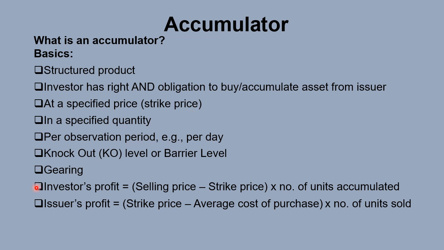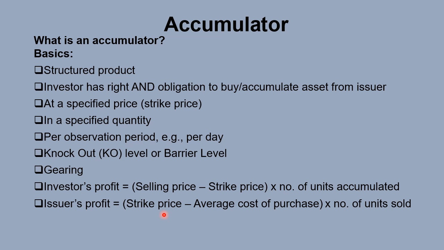Note that the investor's profit is his selling price minus the strike price at which he has purchased the shares of the underlying asset, multiplied by the number of units of the underlying asset, for example, the number of shares. The issuer's profit is the strike price minus the average cost of purchase, because the issuer is selling the underlying asset to the investor at the strike price.